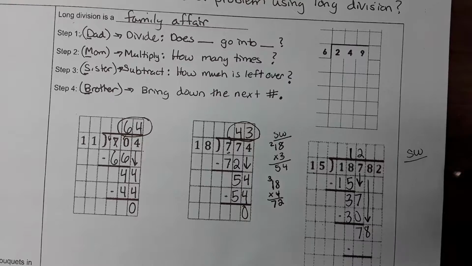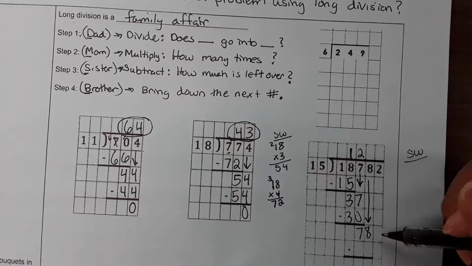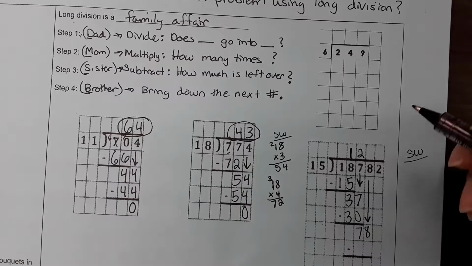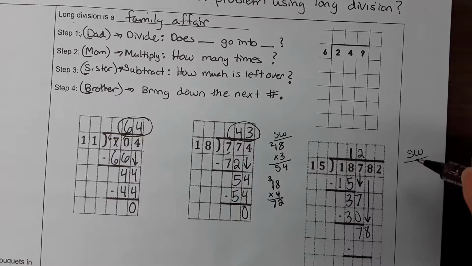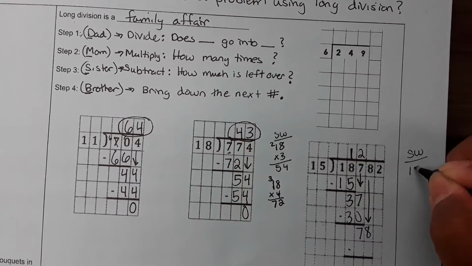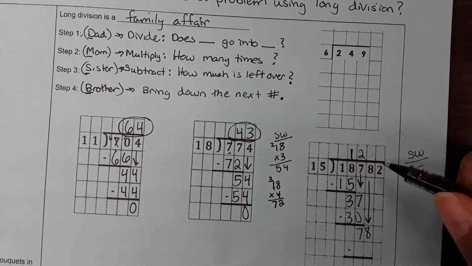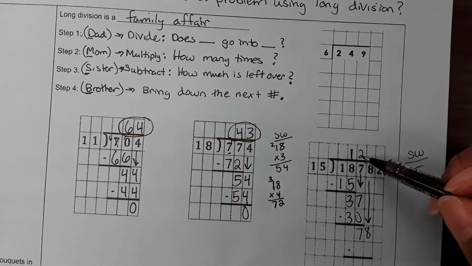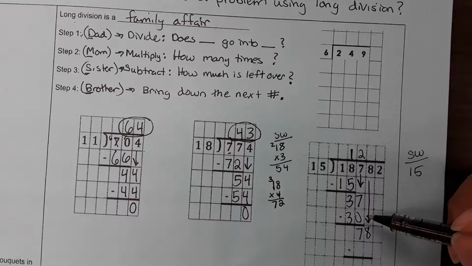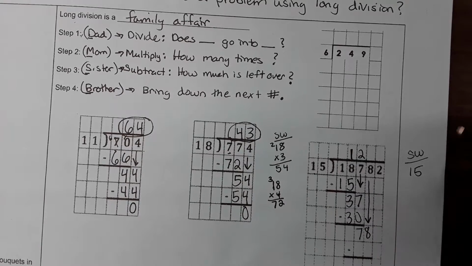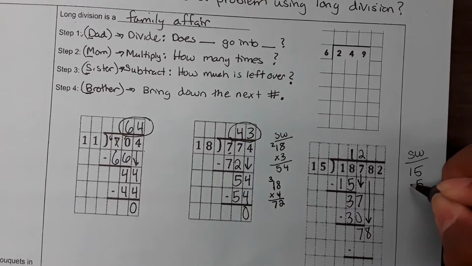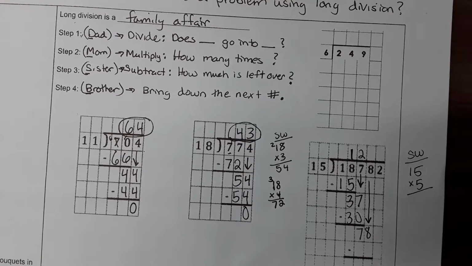All right. 15, does it go into 78? Yes, it does. How many times? Well, I'm not sure. So I'm going to try some side work. Well, if I know that 15 times 2 is 30, if I double that, that would be 60. I'm going to try one more than that. So let's try 5. You can really try anywhere. Just don't erase because you might need it again.